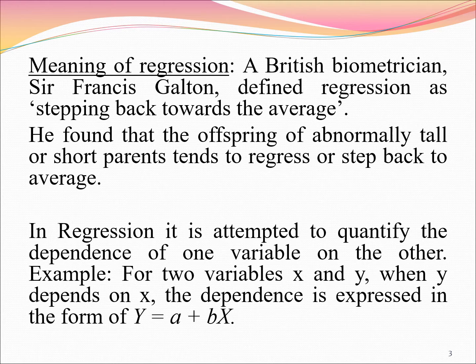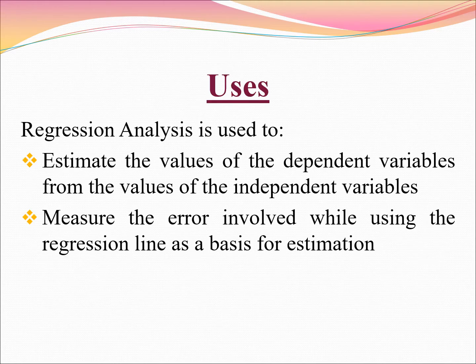Thus, regression attempts to quantify the dependence of one variable on the other. For two variables x and y, when y depends on x, the dependence is expressed in the form of a linear equation, y is equal to a plus bx, the equation of a straight line. This regression equation is used to estimate the values of the dependent variable for the given values of the independent variable. It also measures the error involved while using the regression line as a basis of estimation.